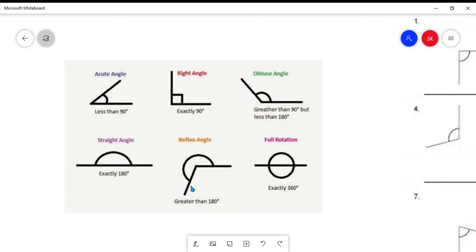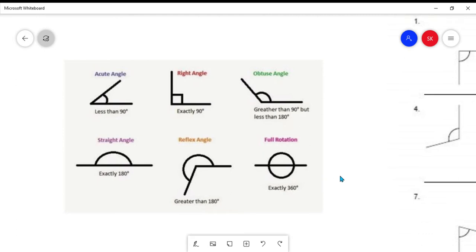A reflex angle is larger than 180. You might be thinking it's an obtuse, but it's rotated round over the straight angle and down here. It looks a bit confusing at first, but it goes round over 180. And a full rotation is exactly 360 degrees, a full circle all the way around.